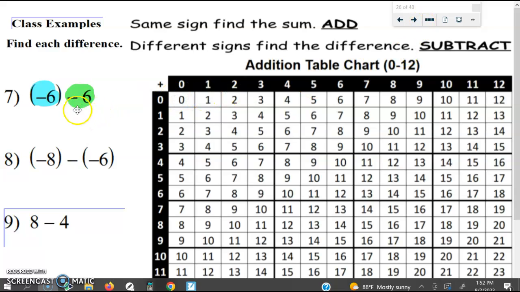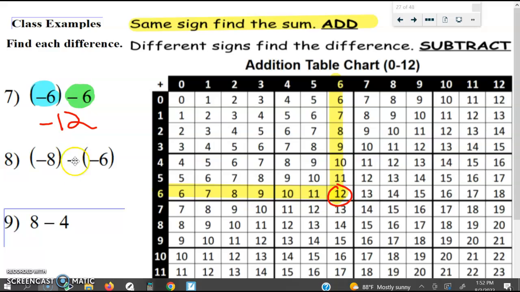Alright, you see how I got this -6 and -6? They're each their own term. So even though there's no plus sign, I'm going to add these two together. I look and say, alright, same sign, find the sum. Since they're the same sign, I find the sum. 6 plus 6 is 12, and since they're both negative, leave it negative.